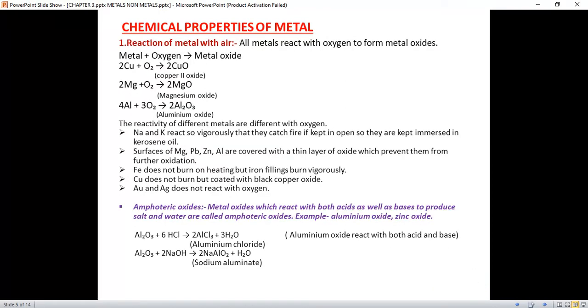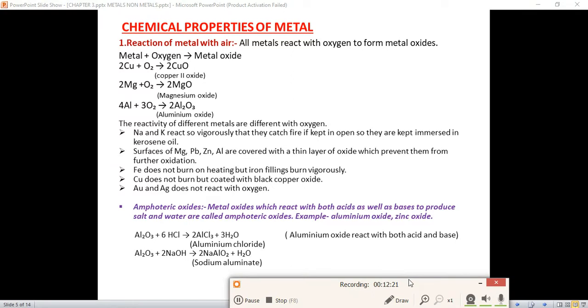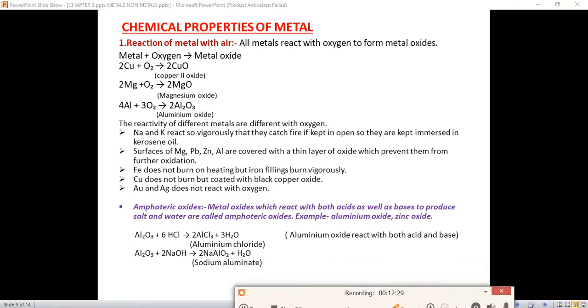Our next topic is chemical properties of metals. Now we'll read about the chemical properties of metals. In this we will see the different reactions of metals. Okay, the first reaction is the reaction of metal with air. Air means oxygen. We will see the reaction of metal with oxygen.